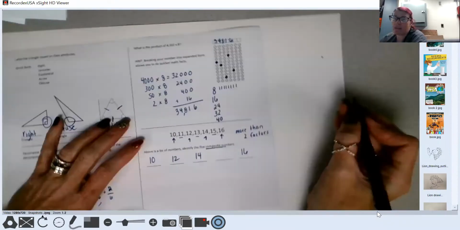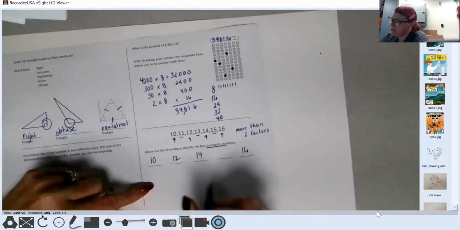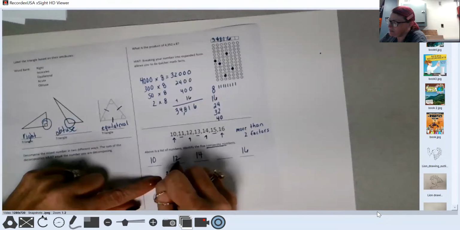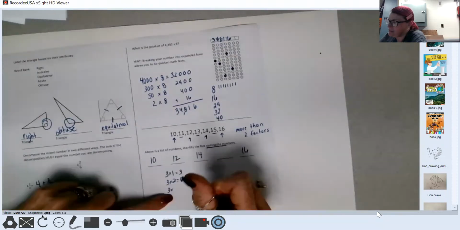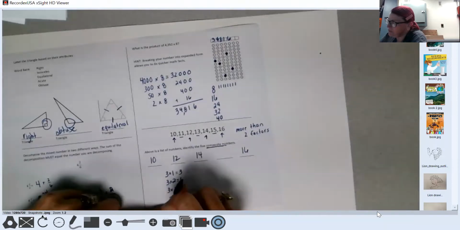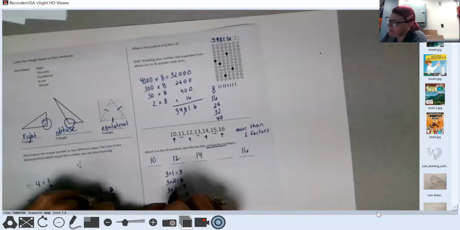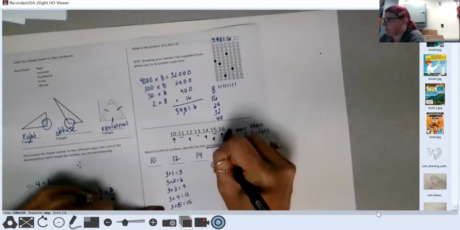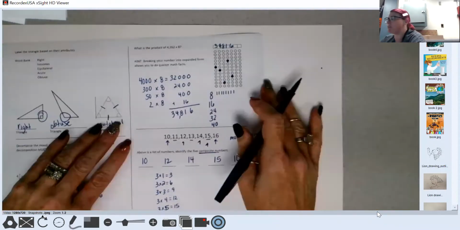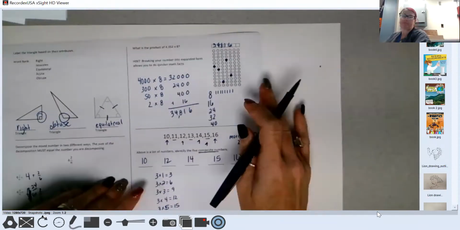So now I'm going to do my threes tables for my odd numbers. 3 times 1, 3. 3 times 2, 6. 3 times 3 is 9. 3 times 4 is 12. 3 times 5 is 15. There's my other one. 15 goes there. Those are my composite numbers: 10, 12, 14, 15, and 16.